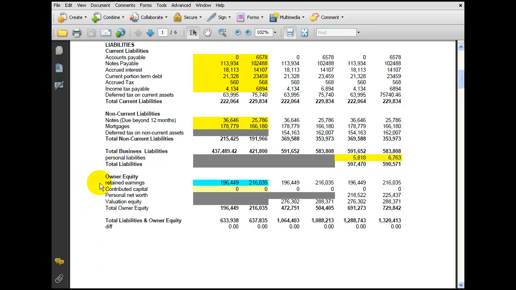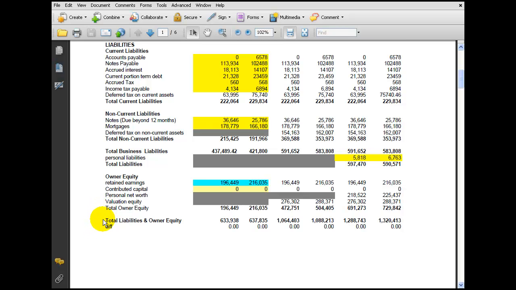And then down here are retained earnings and our owner's equity. Retained earnings, contributed capital, personal net worth, so there's a place to add that in. And then valuation equity, the net worth from appreciation on your assets. So all of those would add up to total owner's equity.